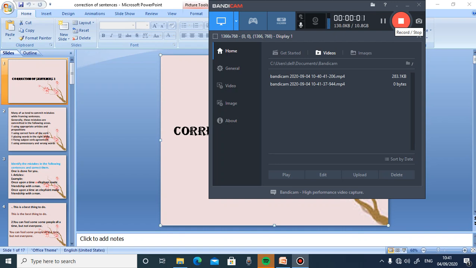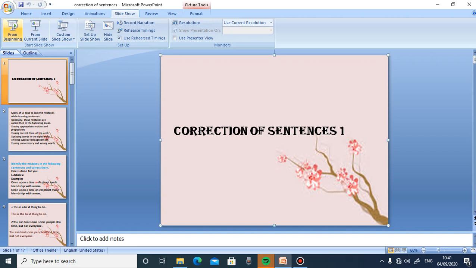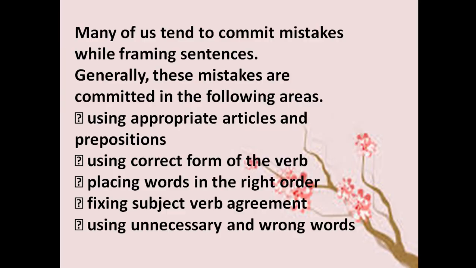We shall now move on to another grammar element, that is correction of sentences. Let us see where usually we make mistakes when we talk and how to correct our sentences and talk correctly. Many of us tend to commit mistakes while framing sentences. Generally, these mistakes are committed in the following areas.